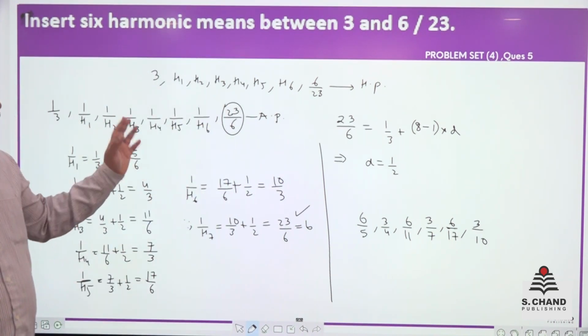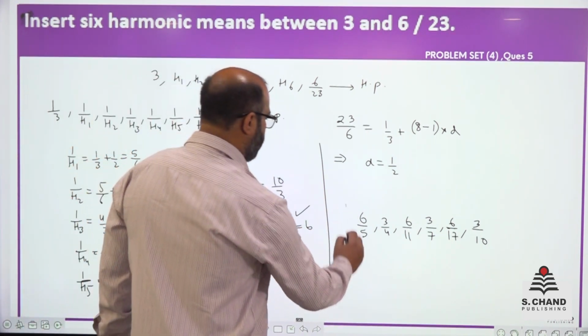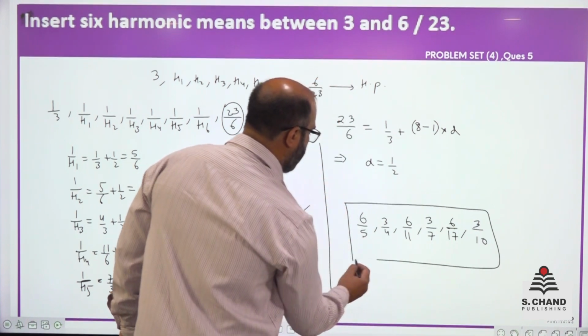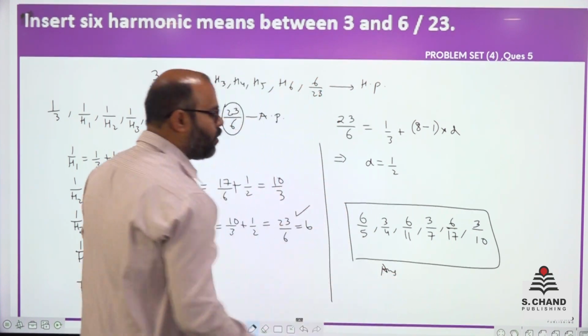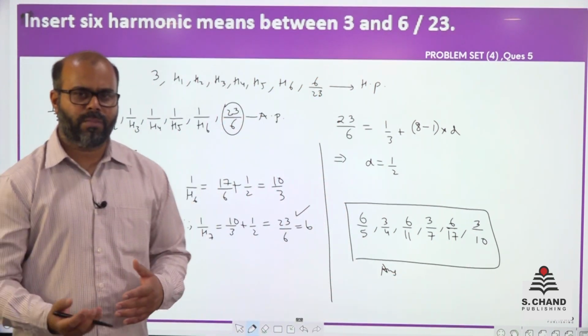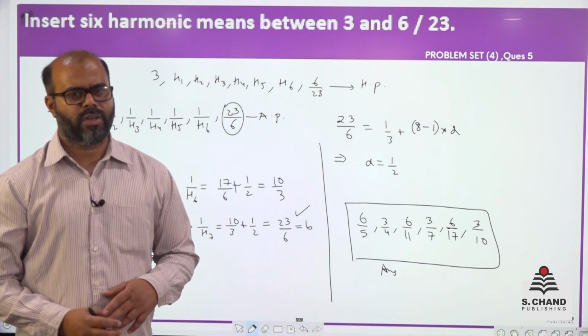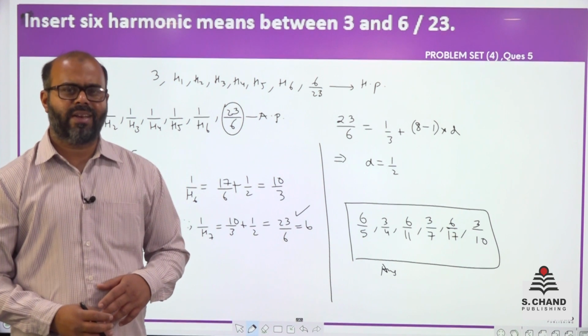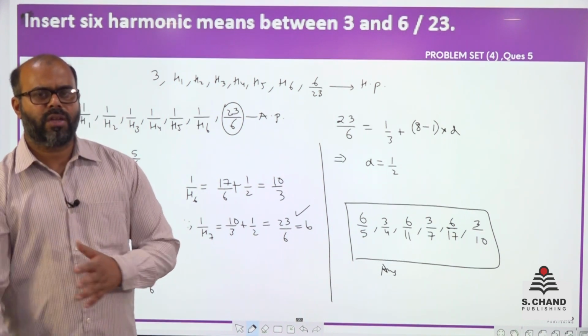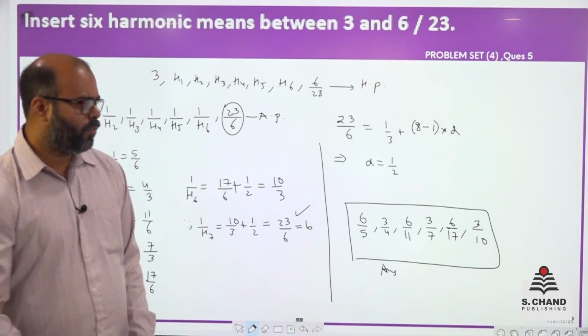So these are basically the 6 harmonic means. So this will be your answer. So in questions of harmonic progression, harmonic mean, you just take the reciprocal and proceed as in arithmetic progression, arithmetic mean, and for the final answer just take the reciprocal again, and those will be the terms of the harmonic progression.